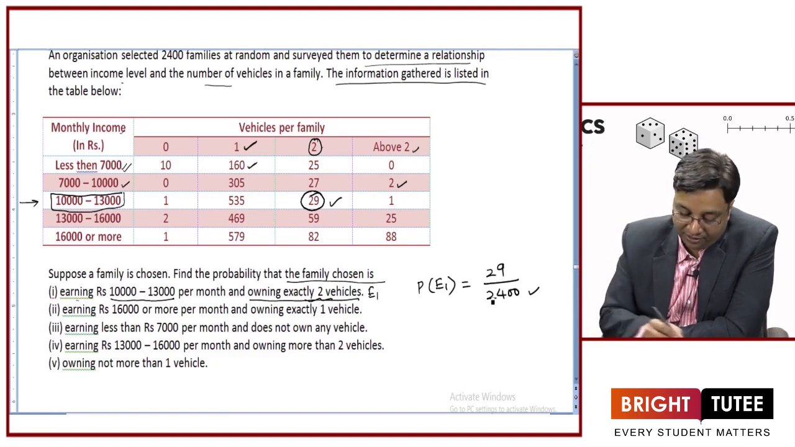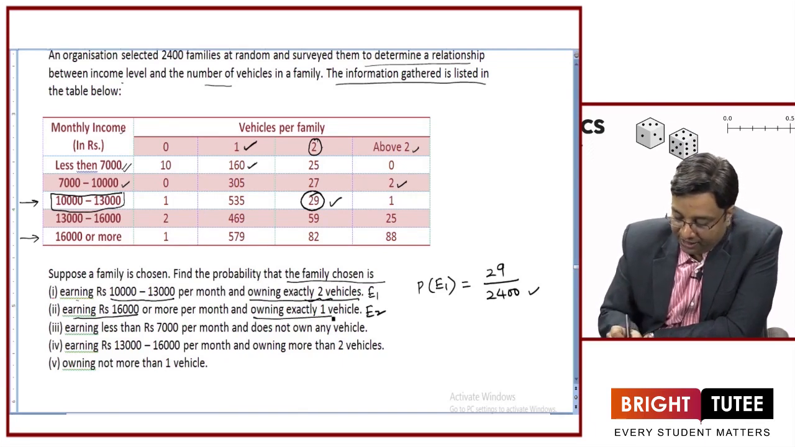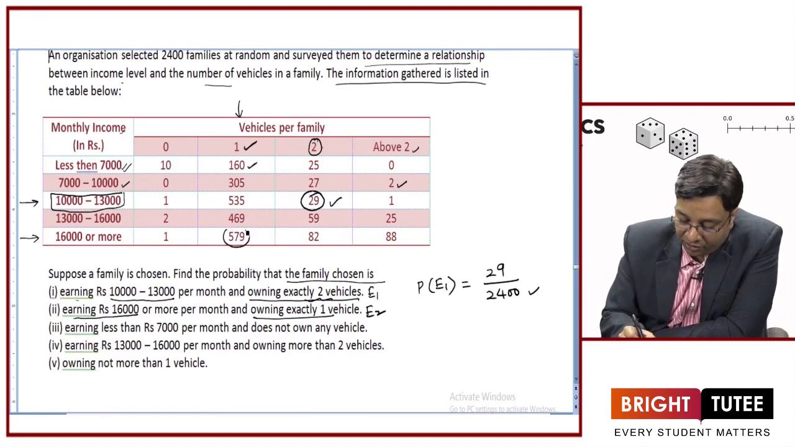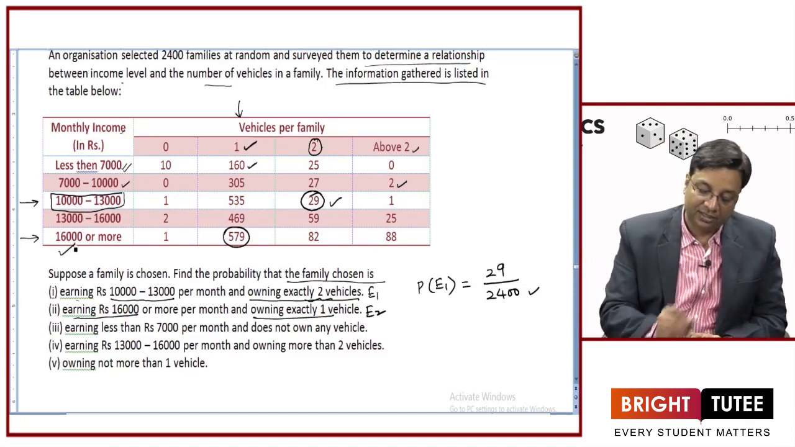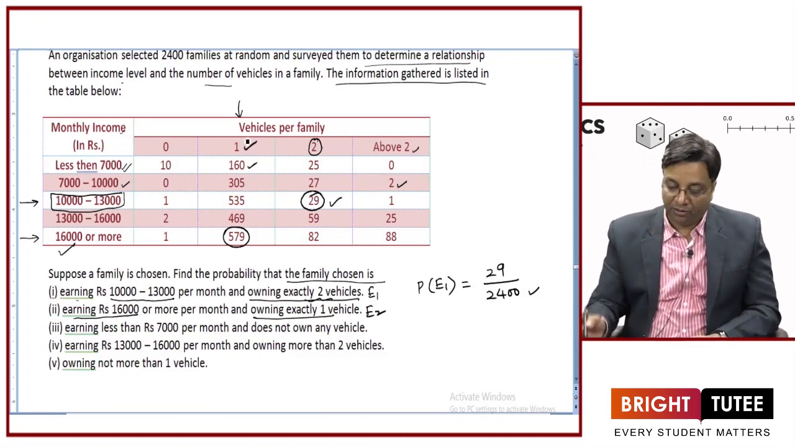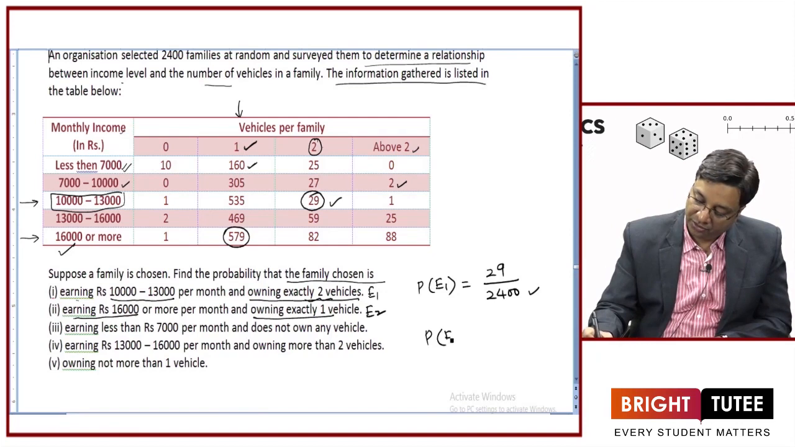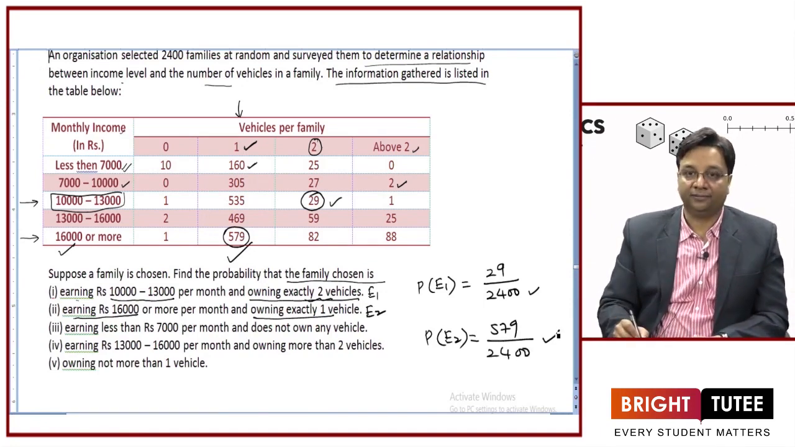I am leaving it like this. Let us say this is event 2, earning rupees 16,000 or more per month. So, this is the row that we are concerned about, owning exactly 1 vehicle. So, this is the column that we will look into. So, this is the number of times this event happened, or the number of families which earn 16,000 or more and have one vehicle exactly. So probability of event 2 will be equal to 579 divided by 2400, and this is your answer.